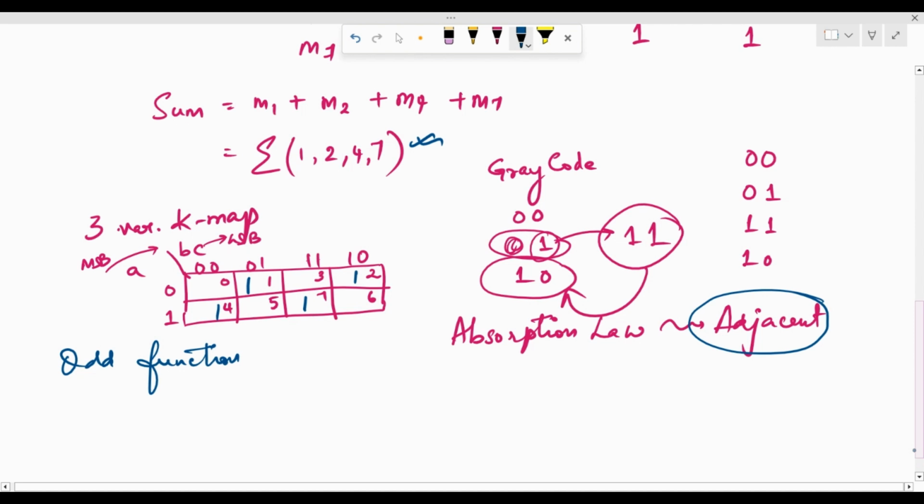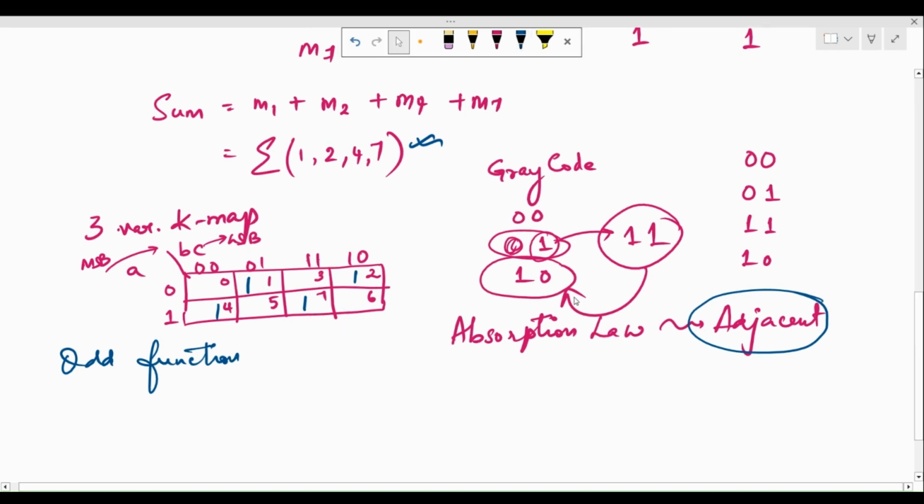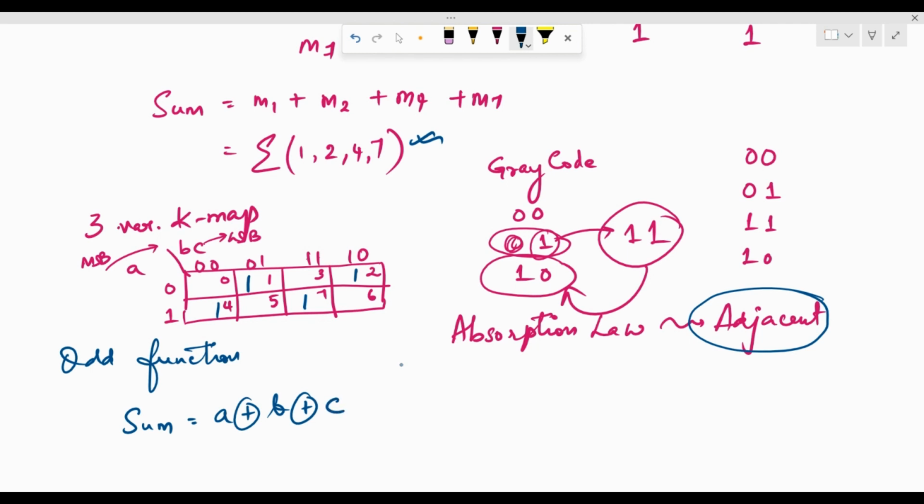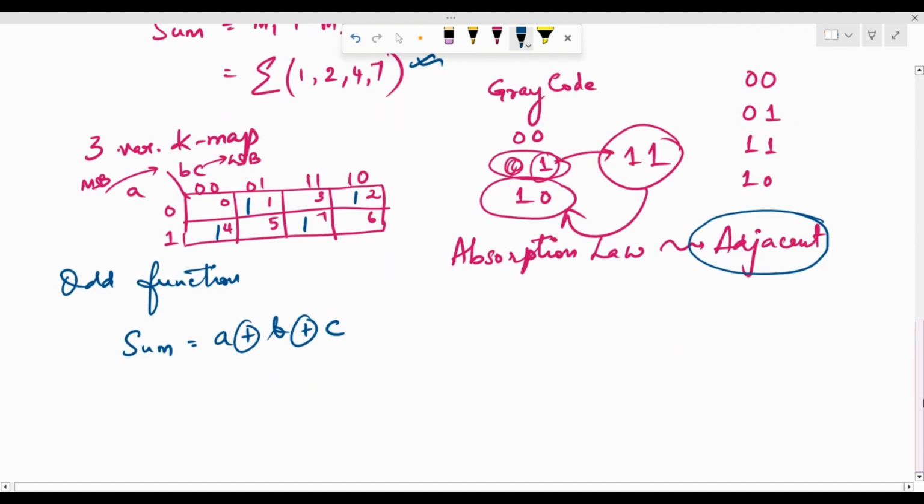So the solution to this odd function K map is an XOR. It's basically the sum is going to be the XOR of all of the inputs involved in this K map. If you have an odd function, you can blindly say that it's going to be the XOR of all the three inputs involved in the K map. So the sum therefore becomes A XOR B XOR C. But how can we establish this? So I'll show you how you can simplify this.